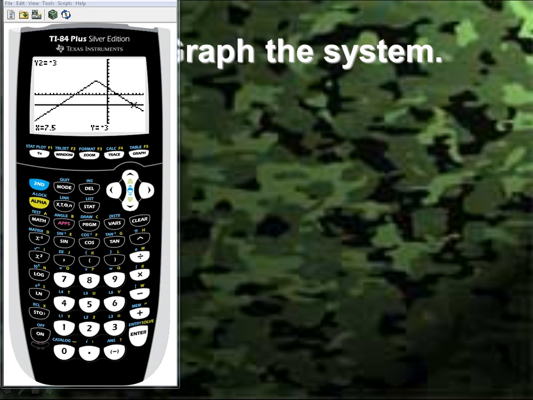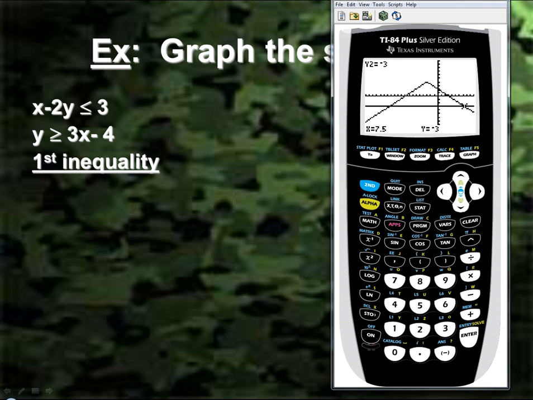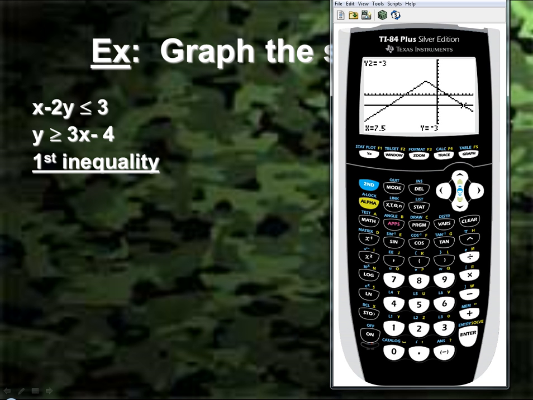Okay, so what about this guy? If I want to graph this system of these two equations, the problem is with this: if I go up to y equals, these are built for equations, aren't they? These aren't built for inequalities.